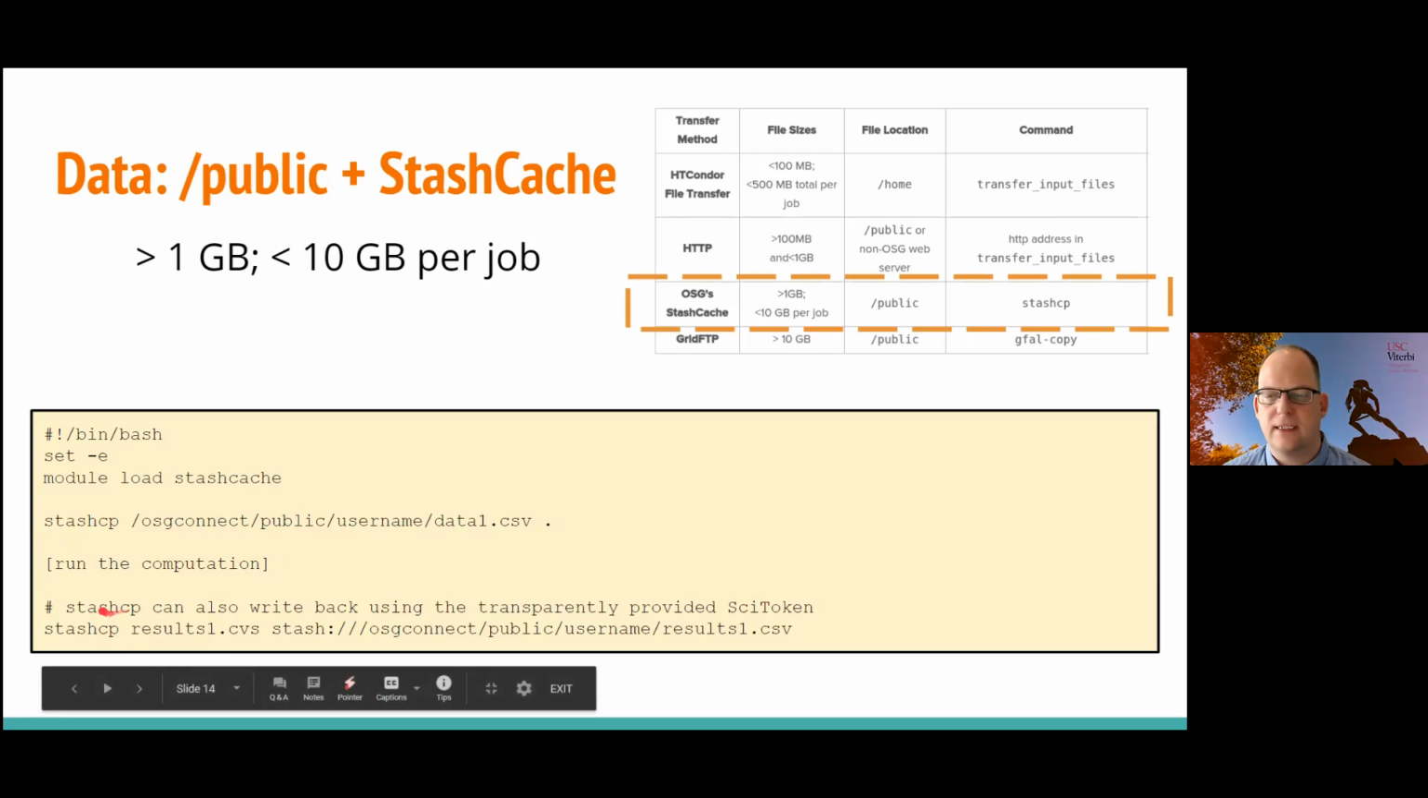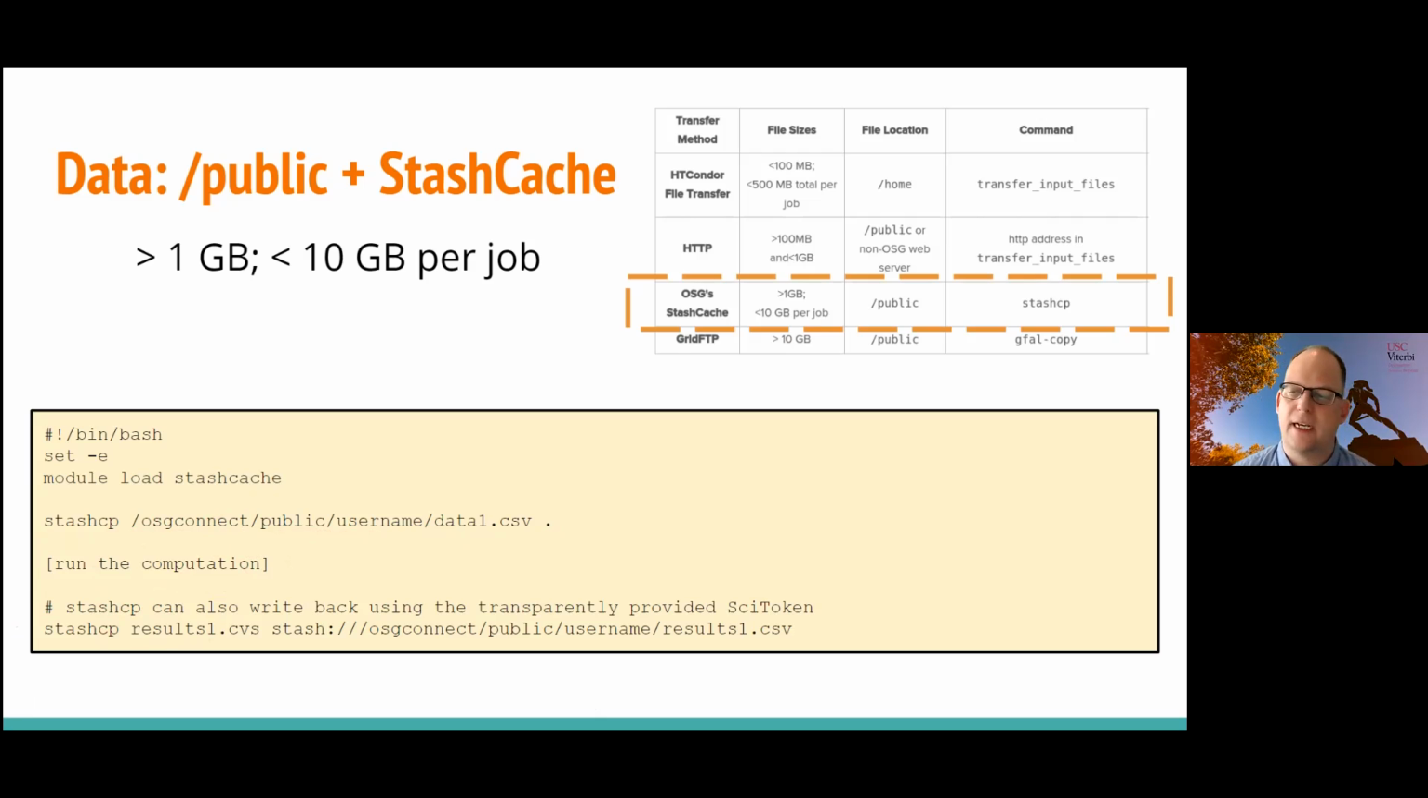And another thing that's obviously optional, but really neat about StashCache, is that it can be used in both directions. So not only can we fetch our data with StashCache, we can also write it back into /public directly. A lot of users don't need this. They don't generate that big of outputs per job. But if you have this use case, know that StashCache can write back. And it's also done transparently, because there's a credential that goes with all the jobs that enables this data transfer to authenticate.